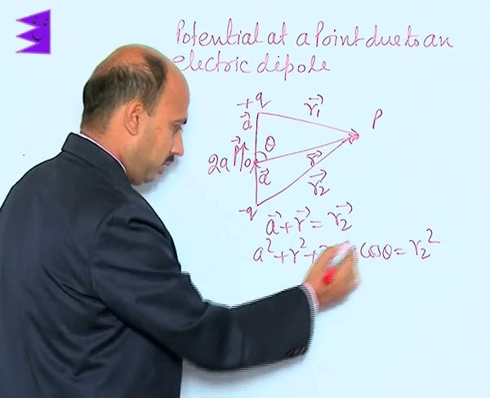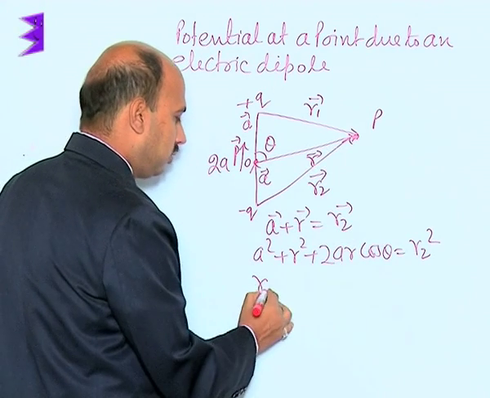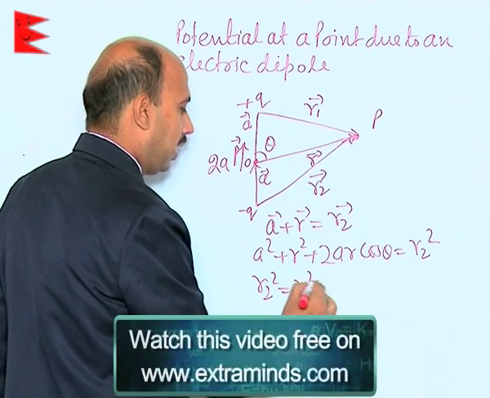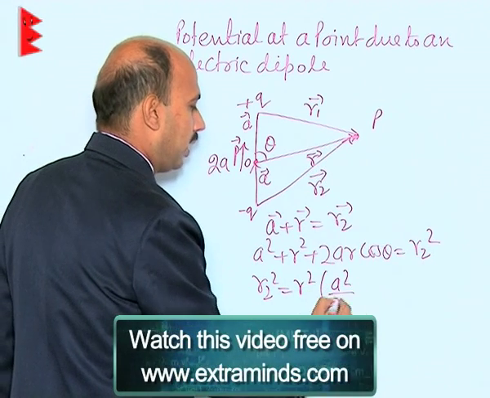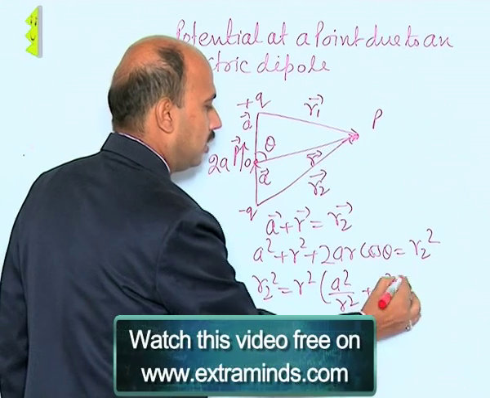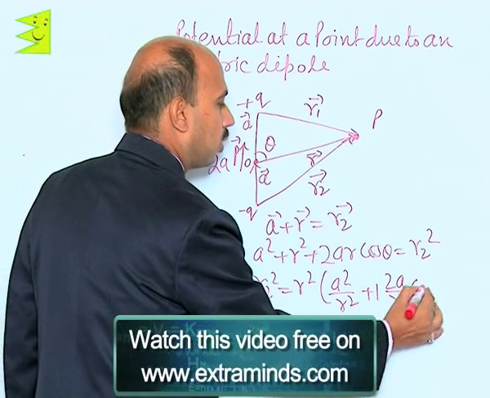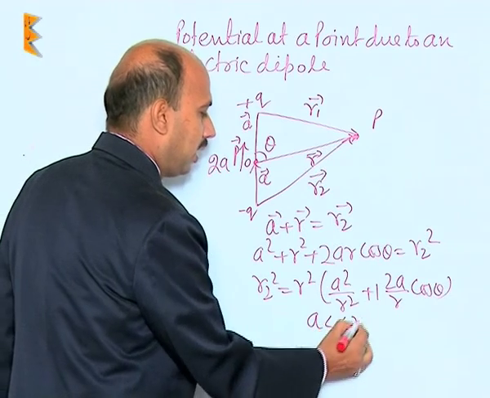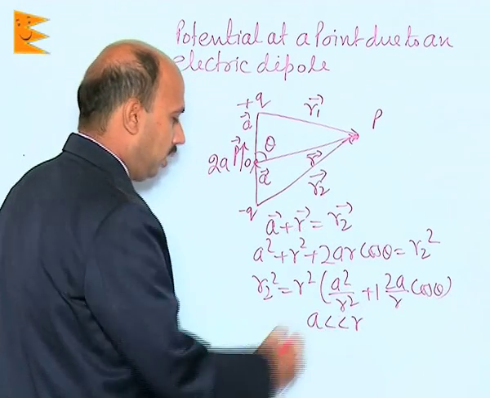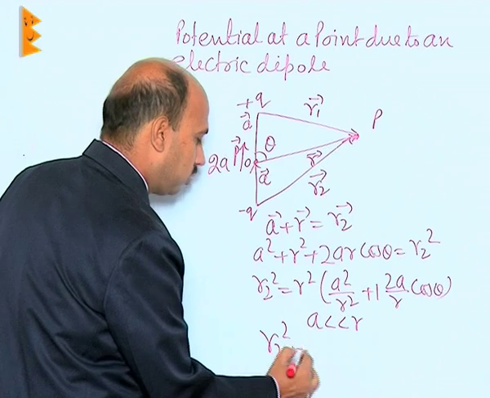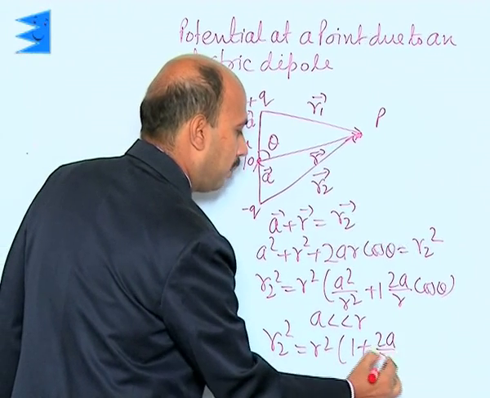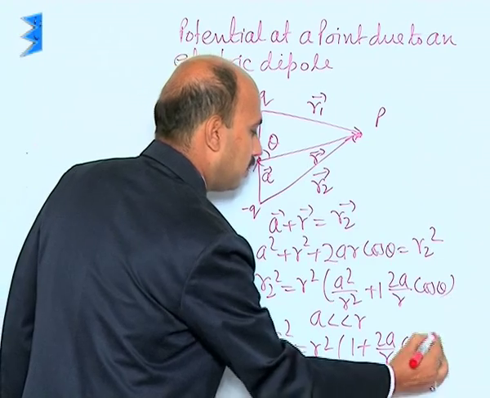Now, we can write r2 square is equal to, taking r square common, r square into a square upon r square plus 1 plus 2a upon r cos theta. See here, a is much less than r, so this can be ignored and we get r2 square is equal to r square into 1 plus 2a upon r cos theta.